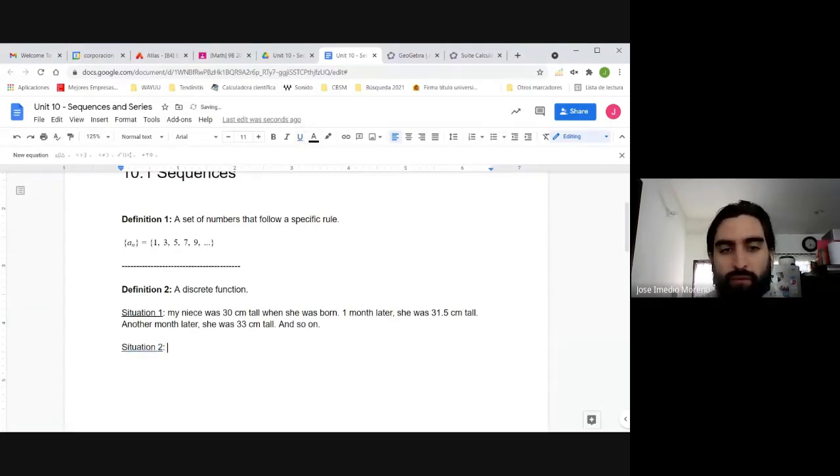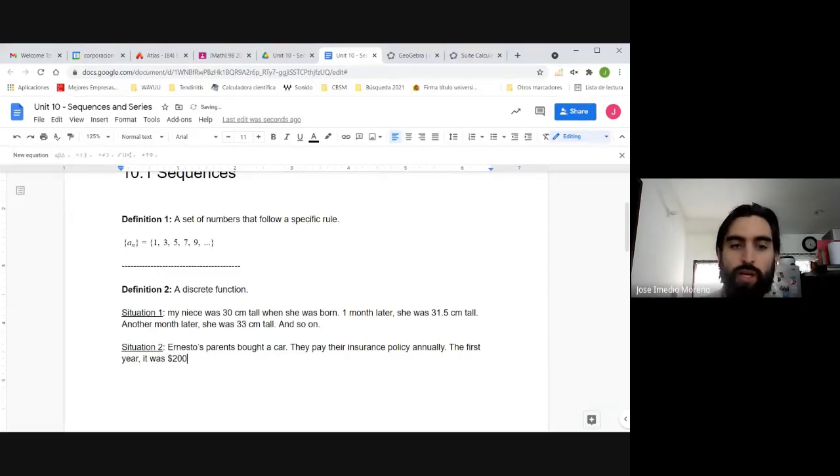Let's say, for instance, Ernesto's parents bought a car some years ago. They pay their insurance policy annually. The first year it was $200. Second year, $205. Third year, you can see the rule now. The third year, $210.